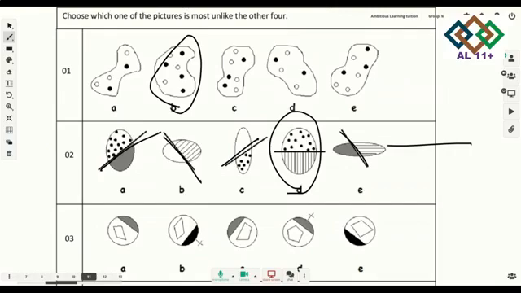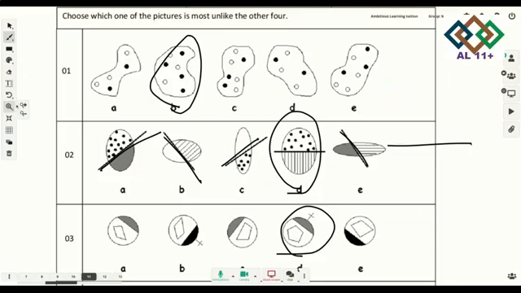Number 3 now. The only one with a pentagon in the middle instead of a quadrilateral. If you look at this one, only one has a different shape inside, that's a D. All of them have the same one. If you look at that, only this one has a different one inside. That's why it's a D.